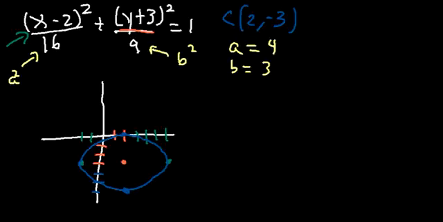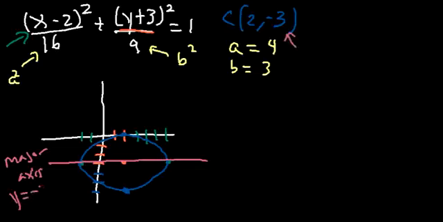So let's identify what's the major axis and what's the minor axis. The major axis, is it vertical or horizontal? The major axis is wherever a is. A is along the x-axis, so the longer side is the major axis. The major axis is basically the y-coordinate, because it's horizontal. So the major axis is at y equals -3. That's the equation for it.